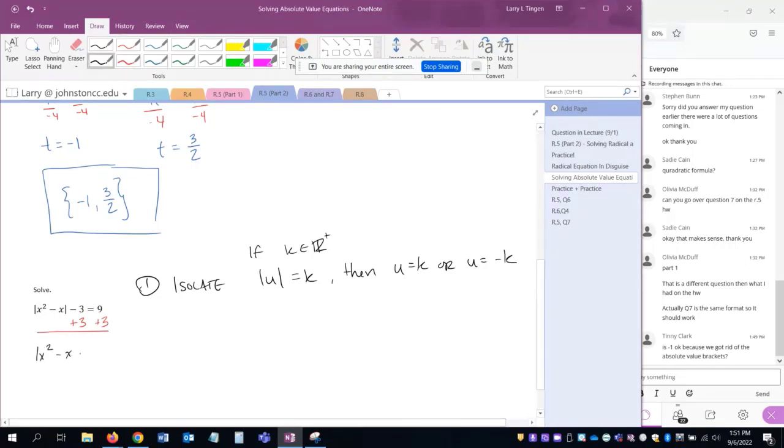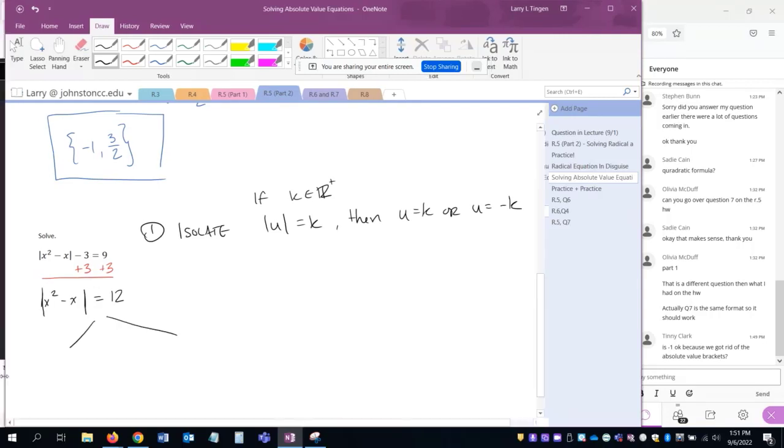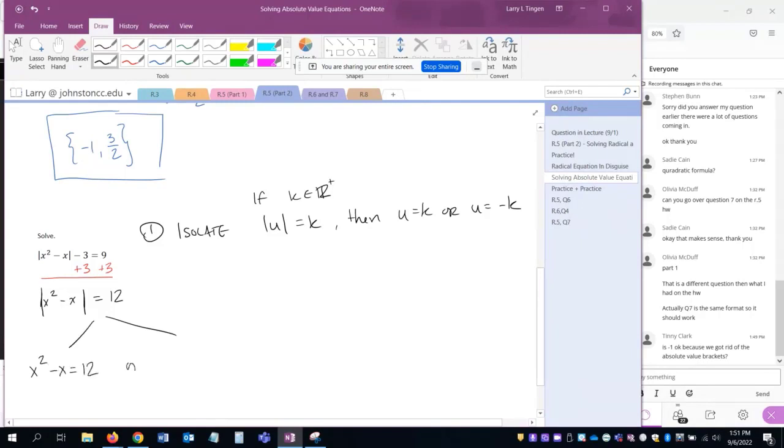So what do I have? I have the absolute value of x squared minus x equals 12. Now do I have the absolute value of some expression of x equal to a real positive number? Yes, I do. Now I can use that property. So that means either x squared minus x equals 12, or x squared minus x equals negative 12. Notice the sign is always changing on the real positive number, not on the side where the absolute value was.